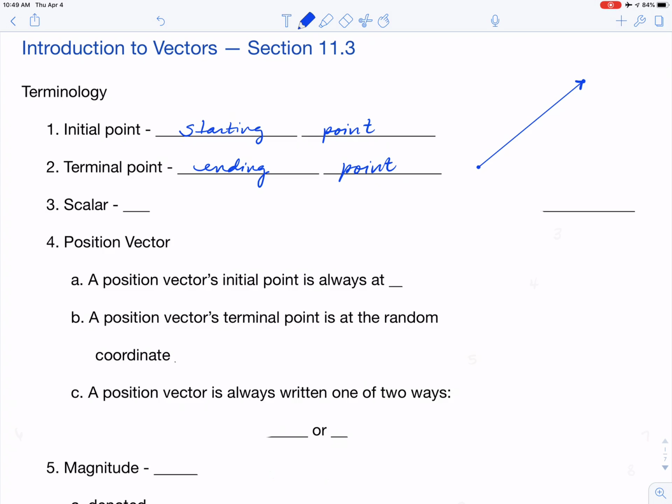All right, moving on in our terminology. A scalar is just simply going to be a number that is multiplied by our vector.